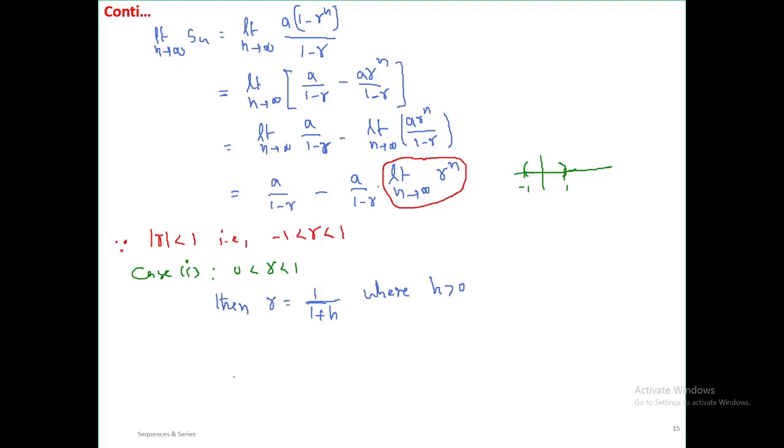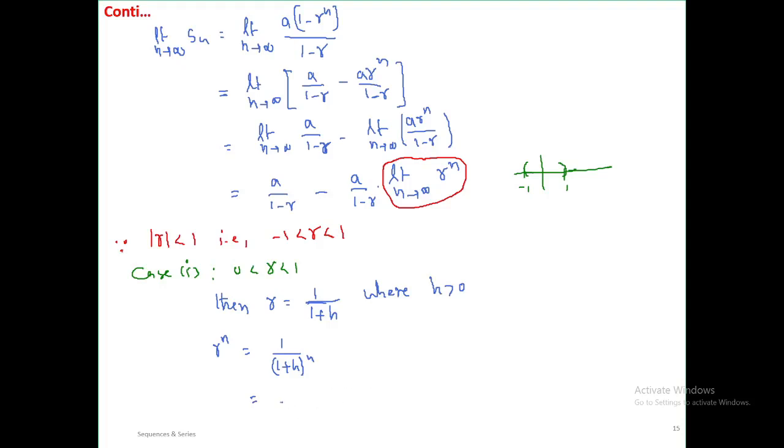Okay. Now, what is r raised n? Because I want the r power n value here, right? Now I am generating what is r raised n. That means 1 over 1 plus h whole to the power of n, and use the binomial theorem that you have seen in PUC.